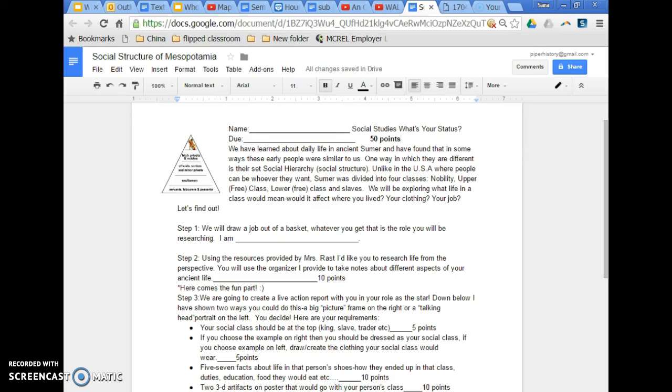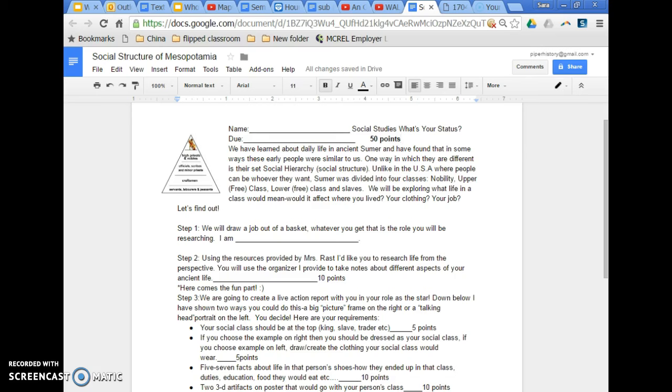So, first thing we're going to do is step one: we're going to be drawing a job out of a basket, and the role that you pick out is the one that you're going to be researching. You're going to be getting into their shoes and living as them for a very short period of time. So on step one, once we draw, we write "I am" and then whatever you drew out.